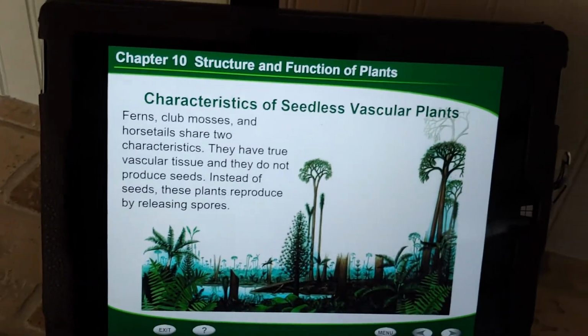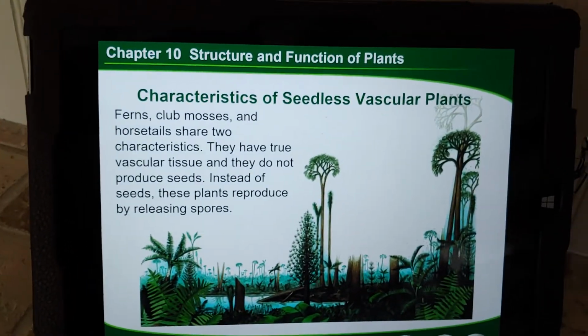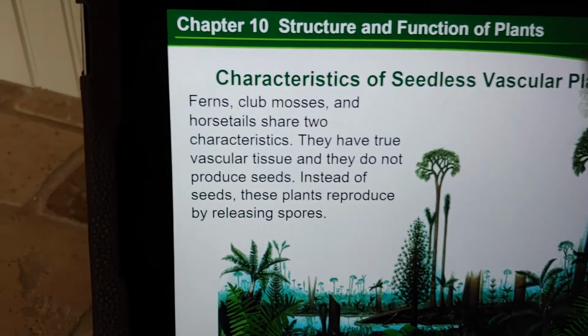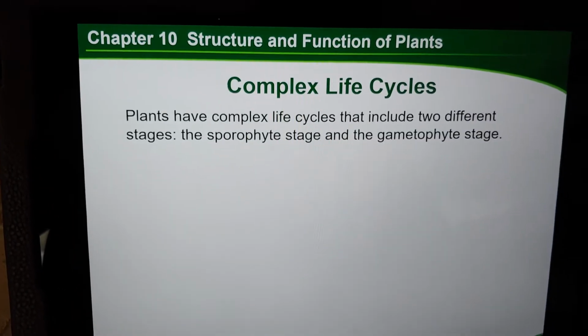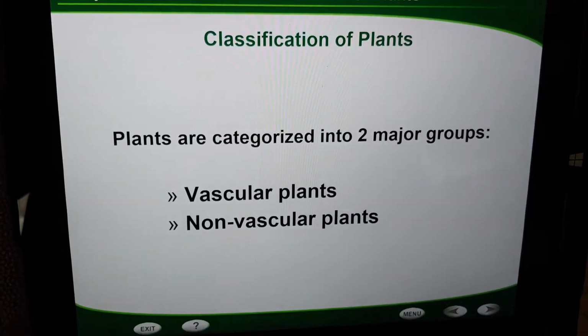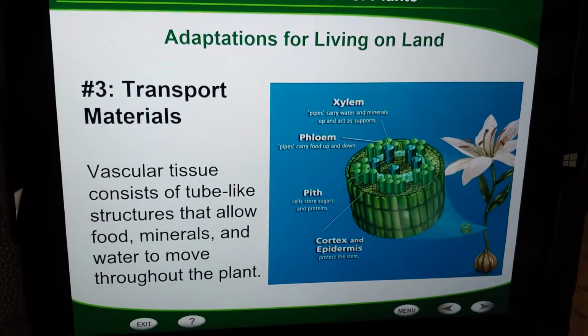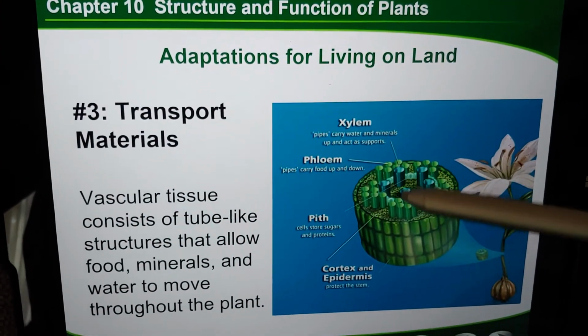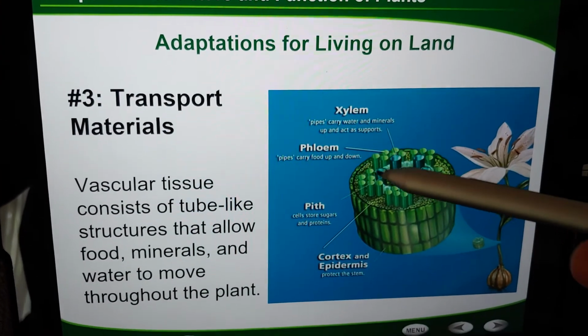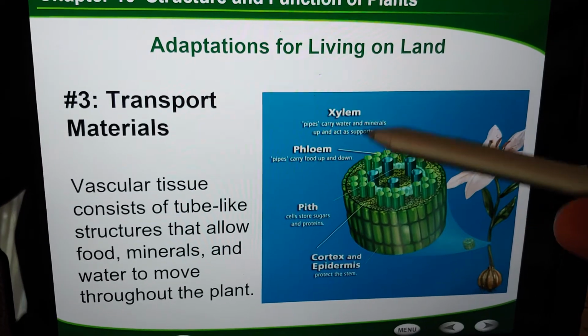First slide. Seedless vascular plants. There's 2 key words you have to pay attention to. Number 1, vascular plants. We need to remember that if we go back in our slideshow, vascular plants are plants that have this, vascular tissue. Vascular tissue is plant tissue that contains these kind of tubes. They're called phloem and xylem.